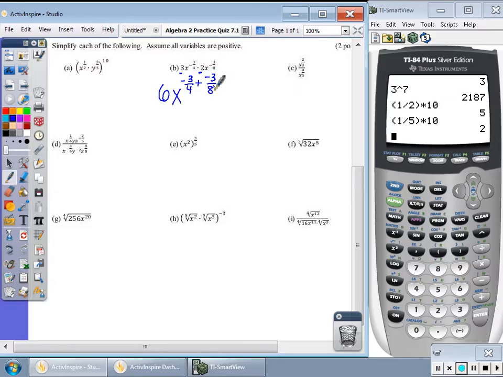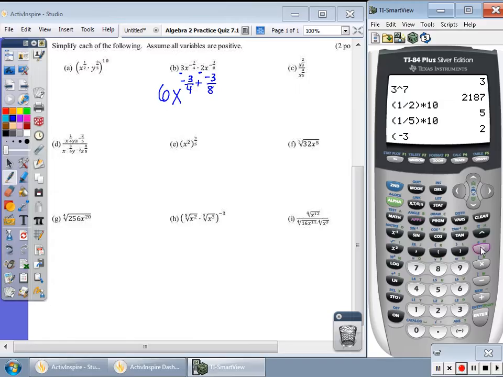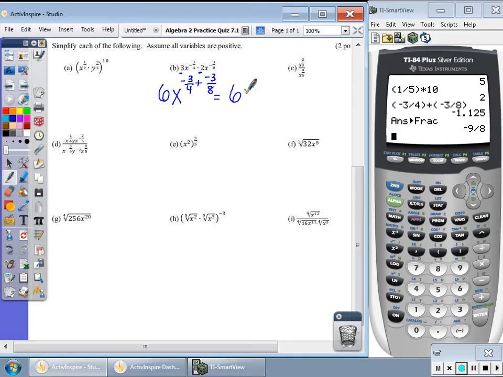And so over in my calculator, we'll go parentheses -3 divided by 4, and then we're going to add parentheses -3 divided by 8. Push enter. We get a decimal. We want a fraction, and so we're getting -9/8 there. So this becomes 6x to the -9/8. Now we're not quite done because we have a negative exponent. I don't want to leave any negative exponents. Because this has a negative exponent, it wants to move. The 6 is going to stay there, and then the x moves to the bottom. It becomes positive 9/8.